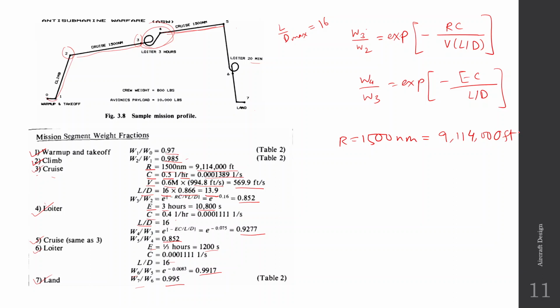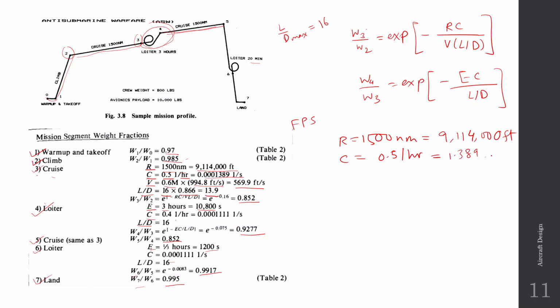In the book everything has been done in FPS units, foot pound second units. So they have converted all of these values to FPS units. The range is given, and C is the specific fuel consumption, or the mileage, and it is taken from a table. It is 0.51, and when you convert it to seconds, you get this.